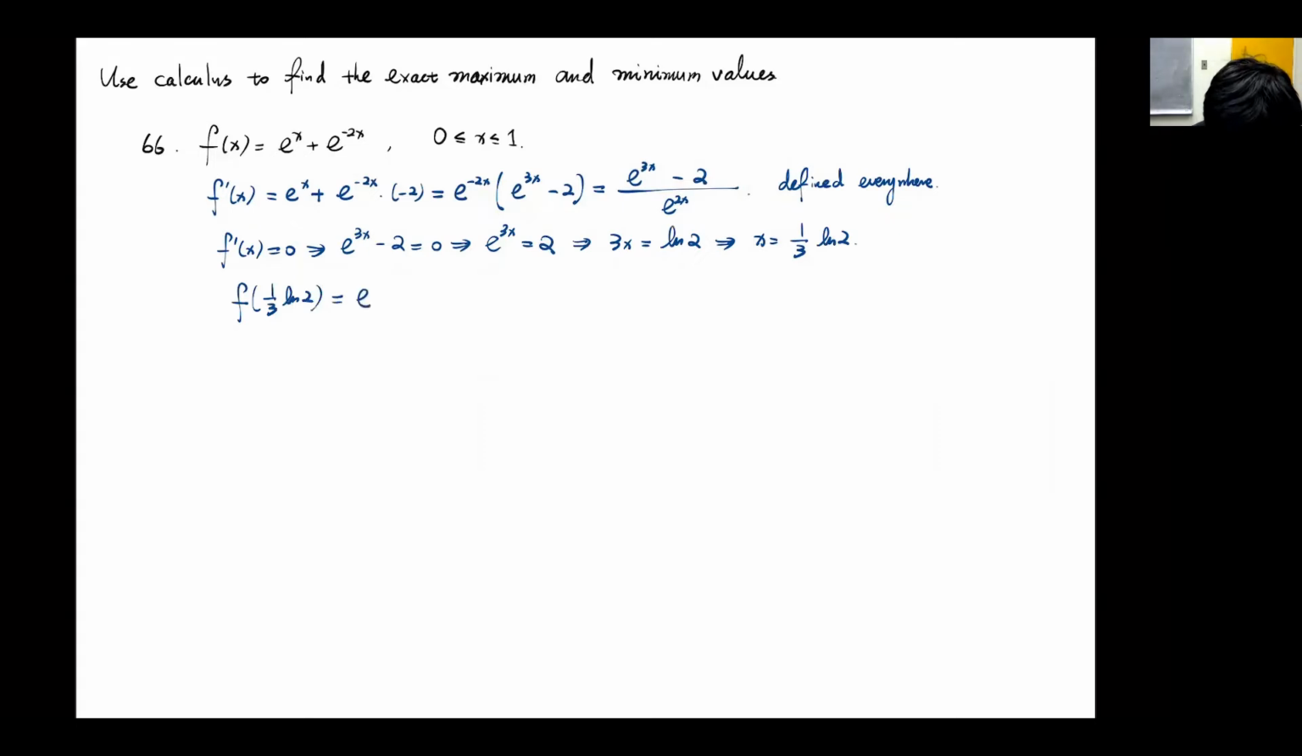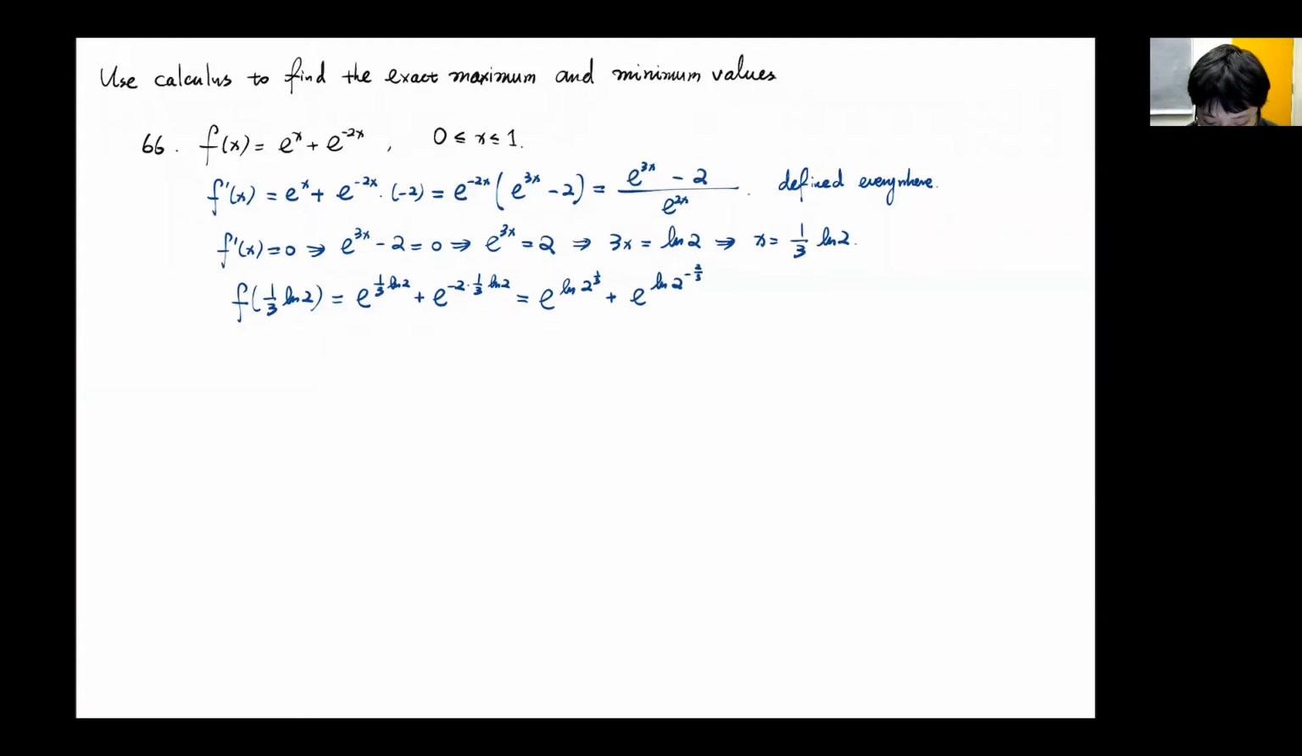So this guy will be e to the 1/3 natural log of 2 plus e to the minus 2 times 1/3 natural log of 2. To compute this, the simplest way is to put these front factors into the exponents. Then what we get is e to the natural log of 2 to the 1/3 power, plus e to the natural log of 2 to the minus 2/3 power over here.